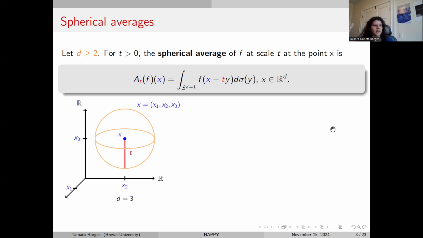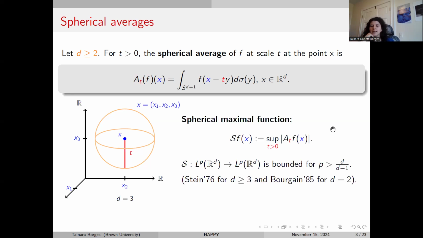Once you have those averages defined, you can look at a maximal function associated to it that captures what is the worst and what is the largest that a spherical average can be around the point x. By doing that, you get the spherical maximal function, and the boundedness properties in L^p of this operator are well understood. It's known that it maps L^p into L^p as long as you have p larger than d over d minus 1. This is a theorem by Stein when d is at least 3, and later Bourgain also showed that this is true for d equals 2, which was a little harder because you don't even have boundedness in L^2 in that case.